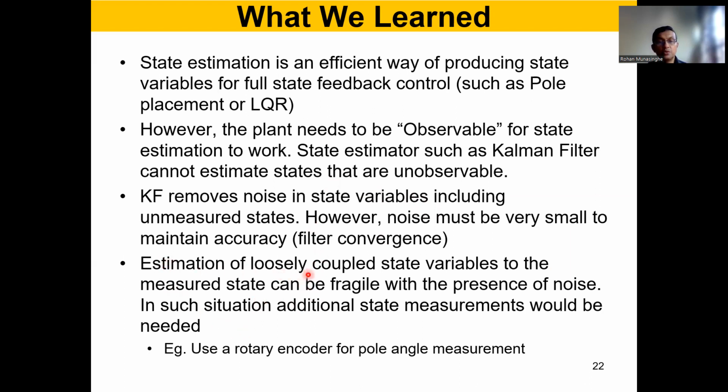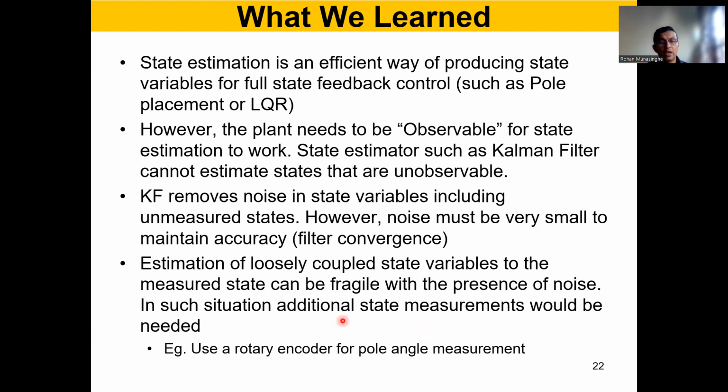So, estimation of loosely coupled state variables. This is a situation here. The angle of the pole and the position of the cart are very loosely coupled. The coupling is not very strong. So therefore, estimating the pole angle using the measurement of the cart's position is not that easy and accurate. Okay, so this is one of the problems we encountered here. So in that situation, your options are actually to increase the number of measurements, right?